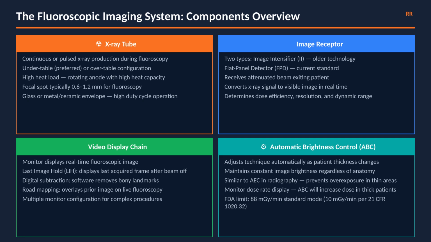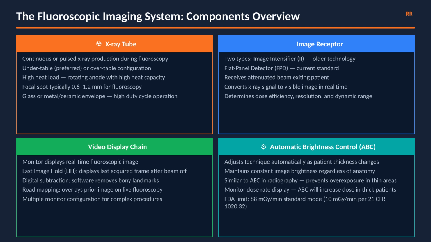The X-ray tube. Continuous or pulsed production during the procedure. High heat load, rotating anode with high heat capacity. Typical focal spot, 0.6 to 1.2 mm for fluoroscopy. The image receptor. Either an image intensifier, the older technology, or a flat panel detector, the current standard. It receives the attenuated beam exiting the patient and converts it to a visible image in real time.